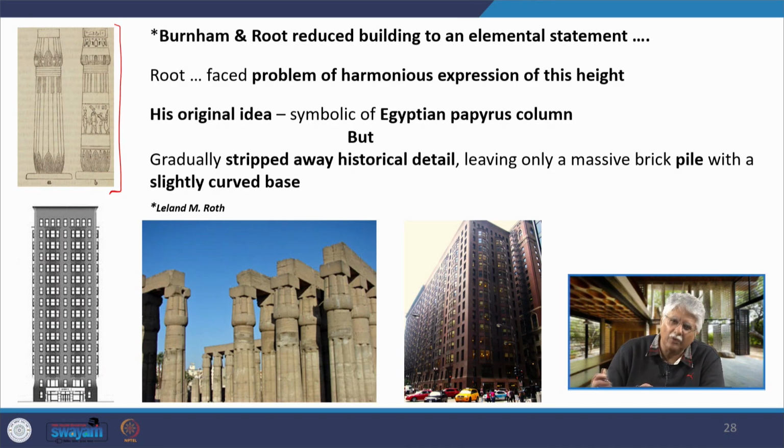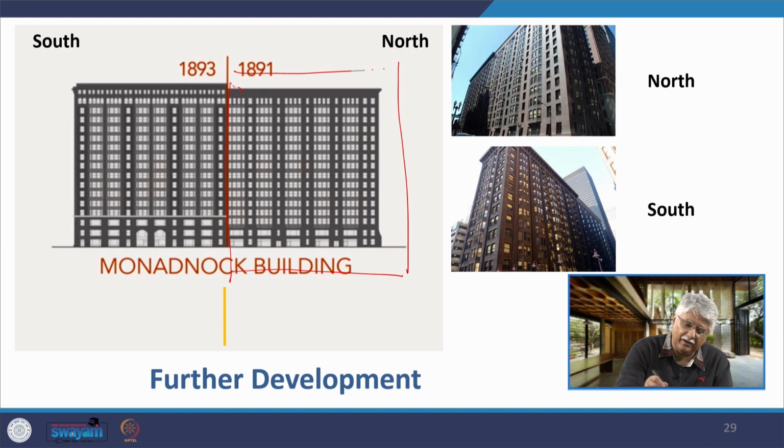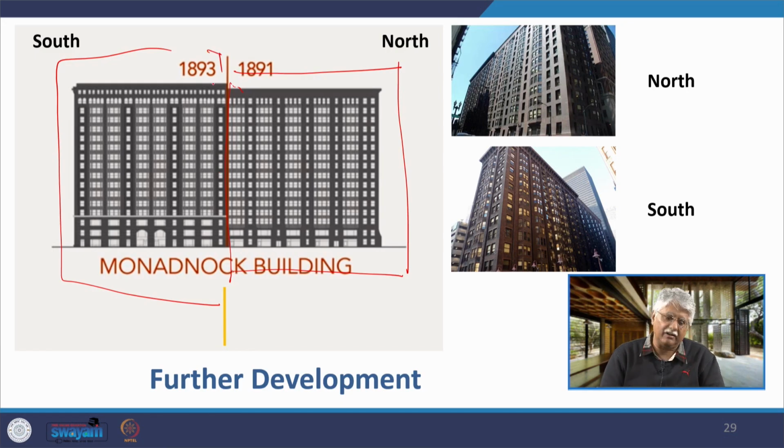But as they went on with the construction, gradually stripping away all the historical detail, only this massive building in brick was left with a slightly curved base. But it also had two parts to it. This earlier part, this section that was built first, is in load bearing construction. This part that was built a little later on the south side of the Monadnock building is in steel construction, and the differences are also evident because the two designs start varying from each other.